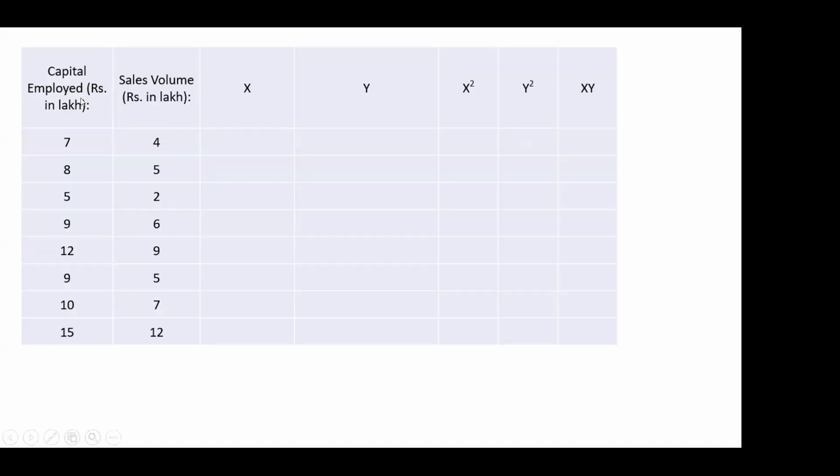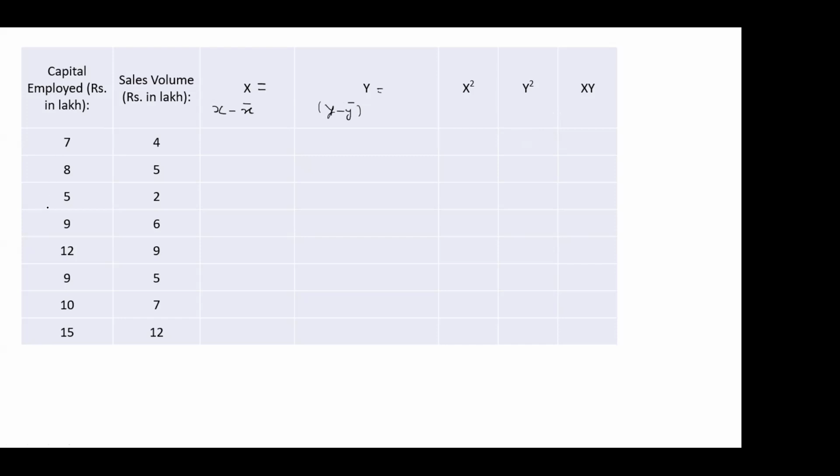I kept both these data in this table. You might be remembering what I told in my previous example: capital X equals x minus x bar, and capital Y equals y minus y bar. Then the square of these, and xy, and then we put everything in the equation and we will get our data.